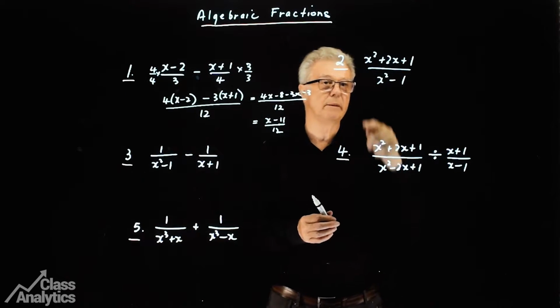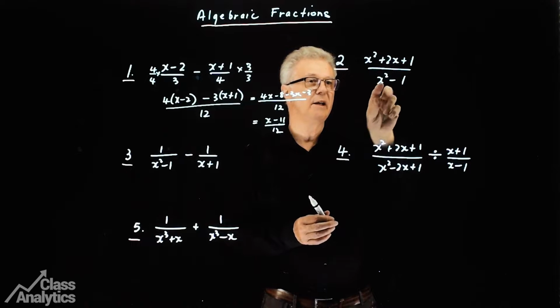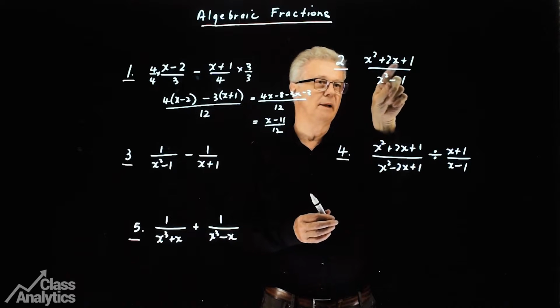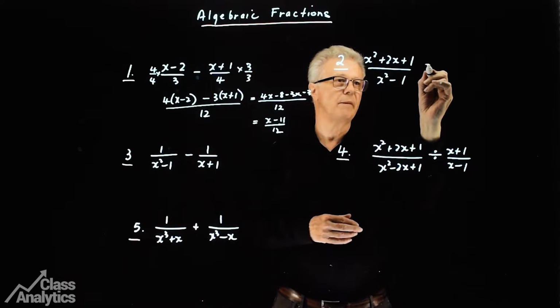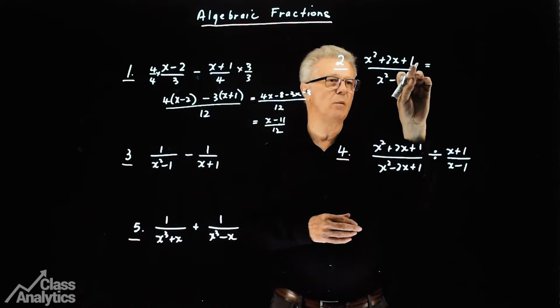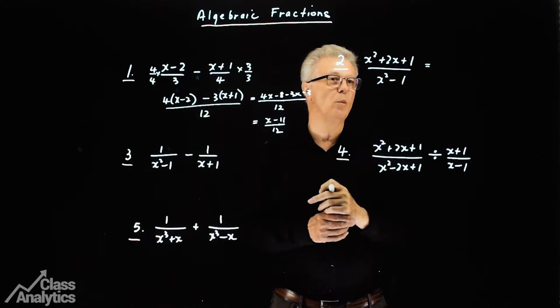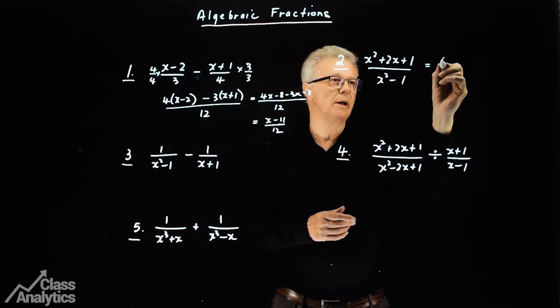Over here, different one completely. Common mistake here is people cancel the x squareds. They can't do that. You can't cancel across addition or subtraction signs. So we need to factorise. Now what two numbers multiply to give me 1, and to give me 2? Obviously it's 1 and 1. So this is actually a perfect square.